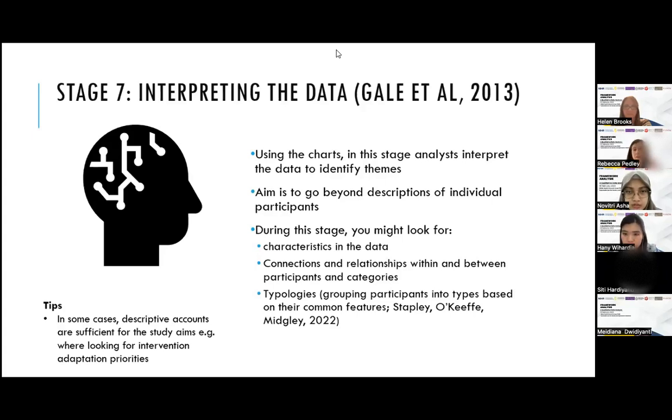The aim is to go beyond the descriptions of individual participants at this point. So you might do this by looking for characteristics in the data and looking for connections and relationships within and between participants and between the different categories. You might also, depending on the aims of your study, look for things like typologies where you can group participants together by some common feature.